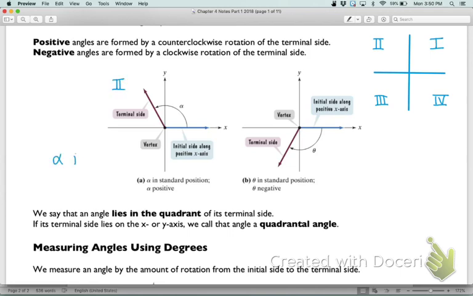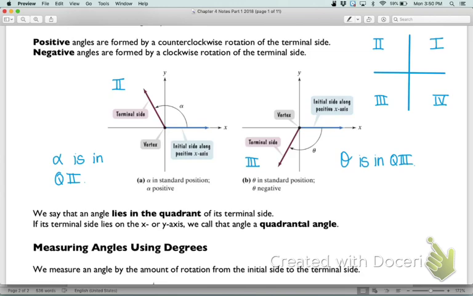So alpha is in quadrant 2. On this one here, this is in quadrant 3 where we landed. So theta is in quadrant 3.